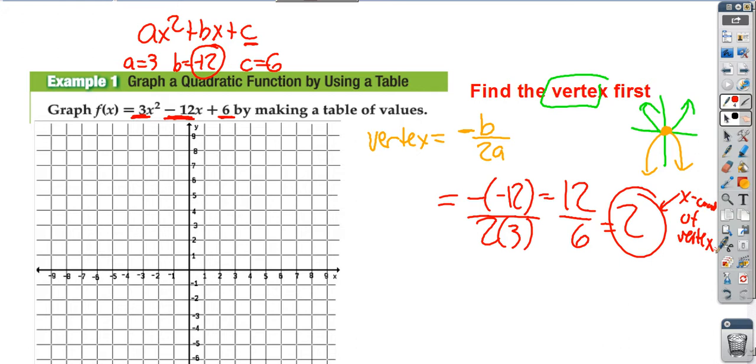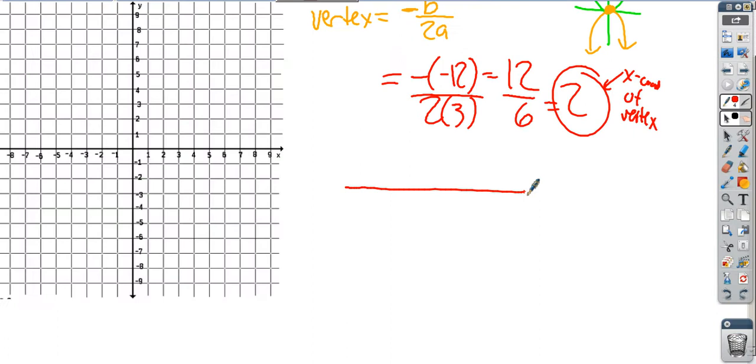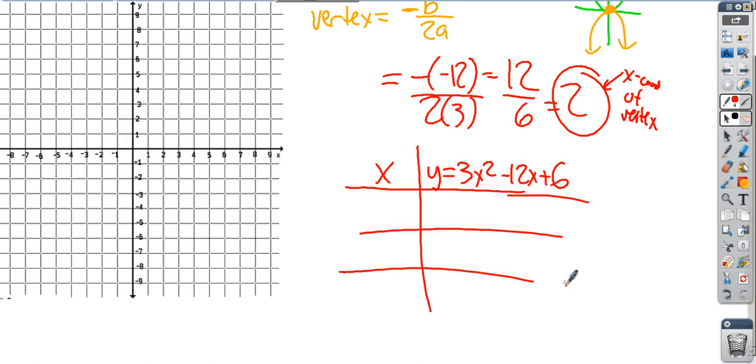So the next thing we need to do is make what is called a table of values. And to get a good parabola, you really only need 3 points. Our equation that we're using is this right here. And we just found the point that goes in the middle, the vertex, which is 2. And then we need a point on either side. So less than 2 would be 1, more than 2 would be 3.